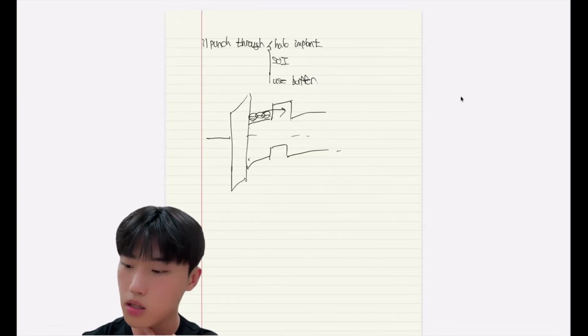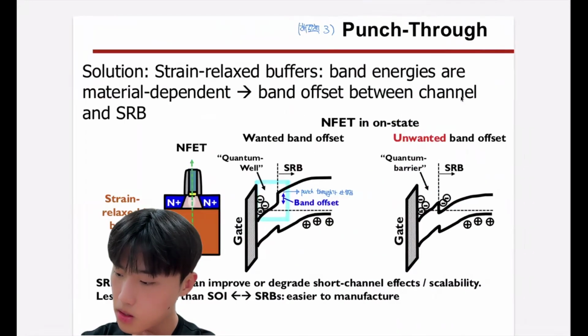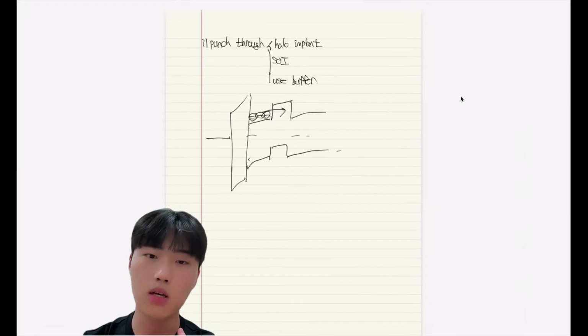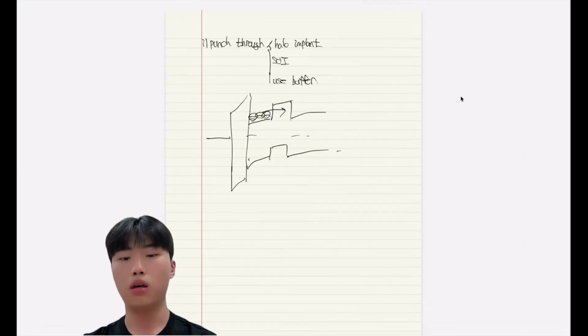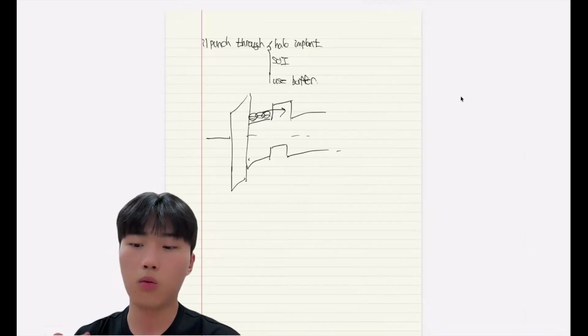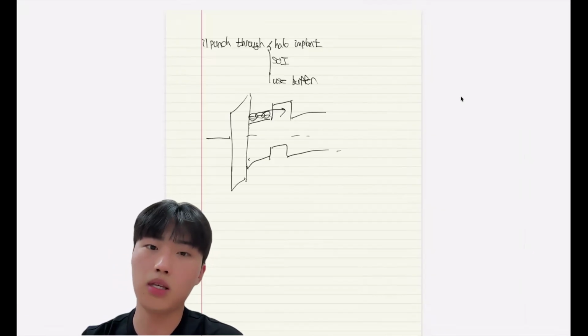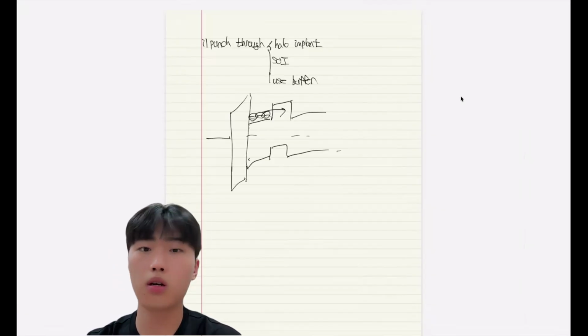And there is some kind of band offset, an unwanted band offset. So that will be the second problem of using a buffer.